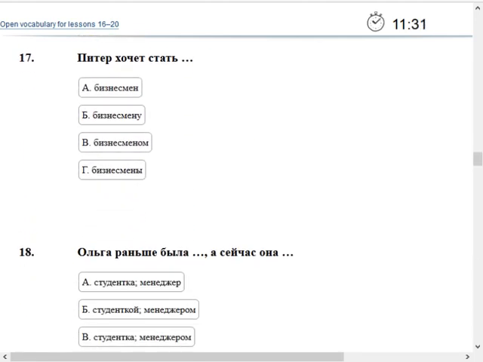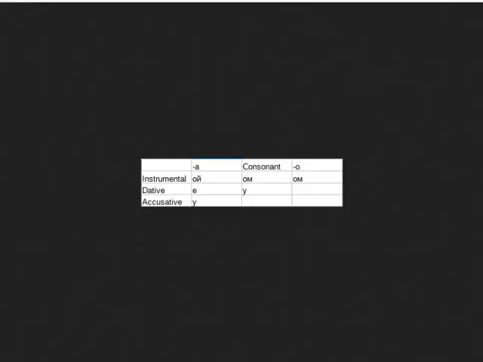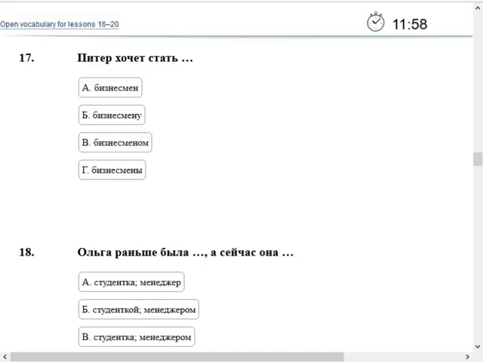So, Peter хочет стать... This is again instrumental case. Businessman is the regular form, and that ends in a consonant. So what happens to a word that ends in a consonant when you have the instrumental case? It adds ом to the end. So we need to add ом and it becomes бизнесменом.